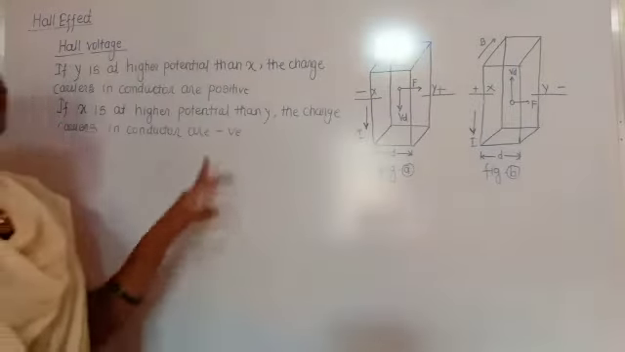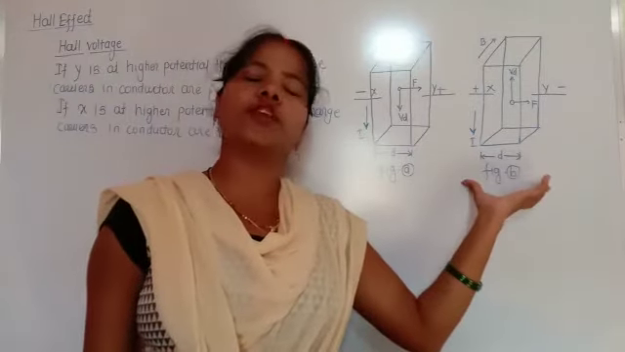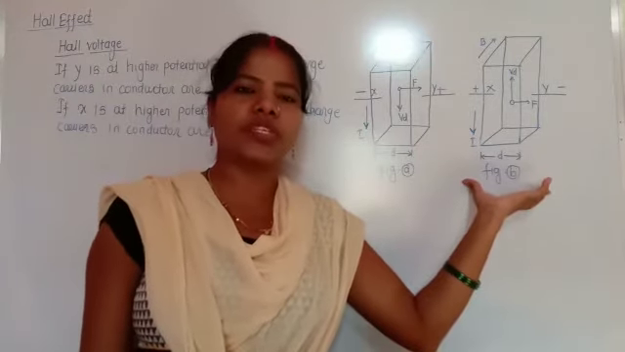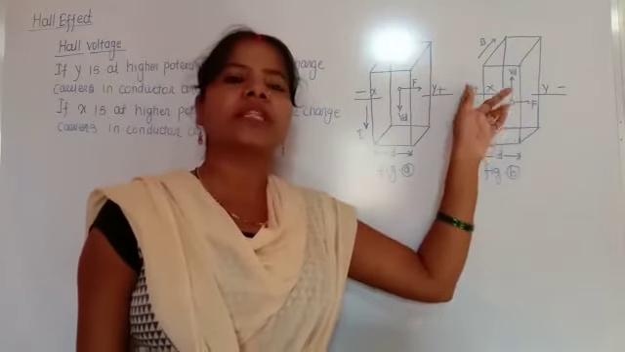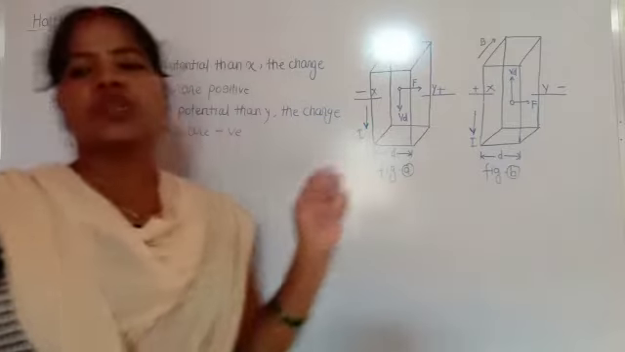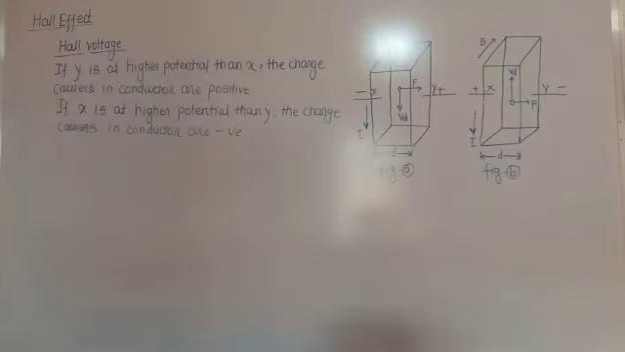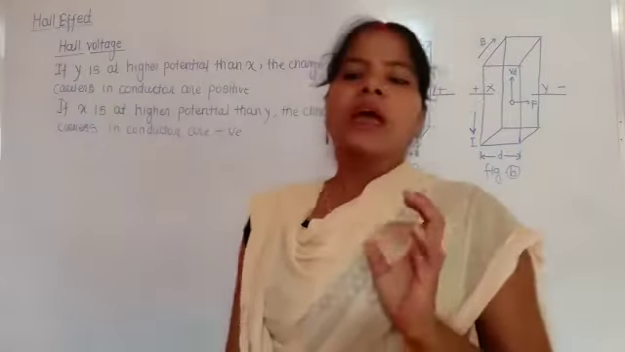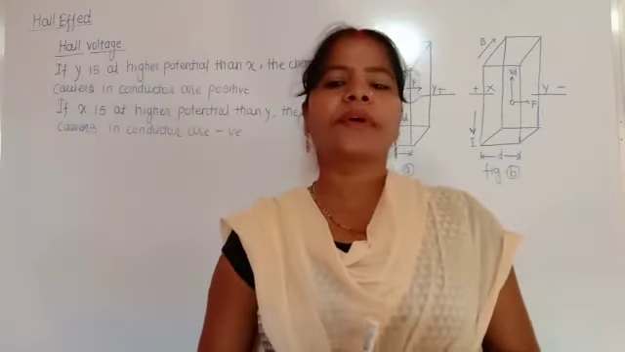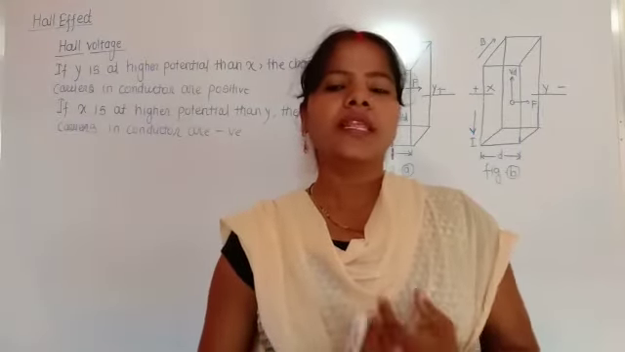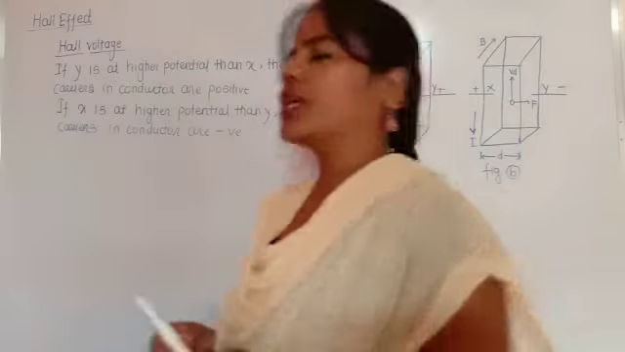If y is at negative potential, that means it is at the lower potential. If y is at lower potential and x is at higher potential, then we can confirm that these charge carriers are negative charge carriers. So the Hall voltage gives the information about the types of charge carriers, and experiments show that many metals such as copper, gold, silver, lithium, sodium have negative charge carriers.